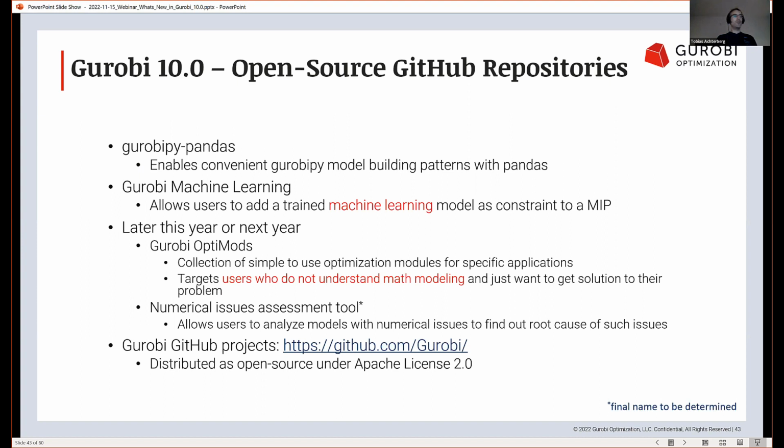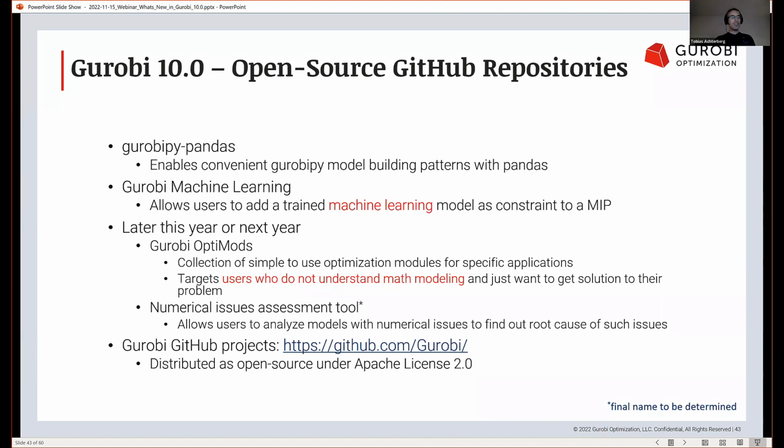One is the Gurobi Optimods. That is a collection of simple to use optimization models for very specific applications. This is really for people who just don't understand math modeling and just want to get a solution to their problem. And if they are lucky, then exactly their problem is part of that model collection. Then they can just plug in their data and get the solution out without even having to understand what's behind the scenes. And then the other part is really for the expert users, the numerical issues assessment tool.